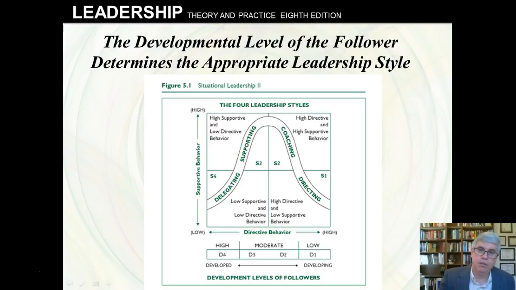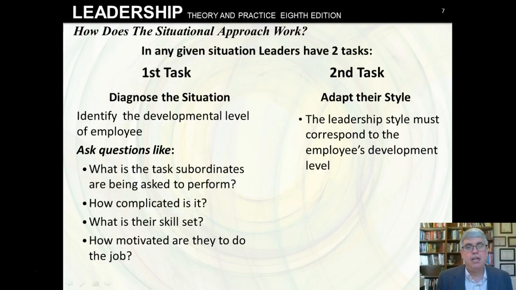And so the way that this works, in any given situation, the situational leader has 2 main tasks. First is diagnose the situation. And that means, in this theory, identify the developmental level of the employee. Are they at that D1, D2, D3, D4? How developed are they? You ask questions like, what is the task that these subordinates are being asked to perform? How complicated is it? What skill set do they have? Do they know how to do it? And then you also need to consider how motivated they are to do it.